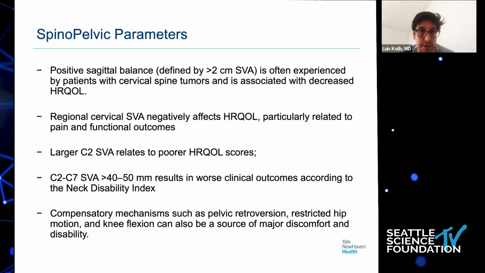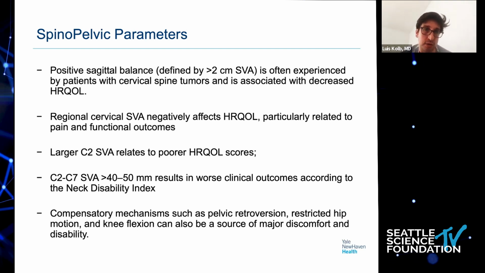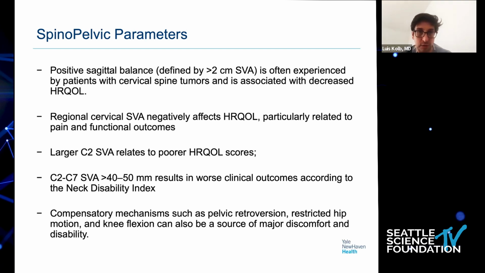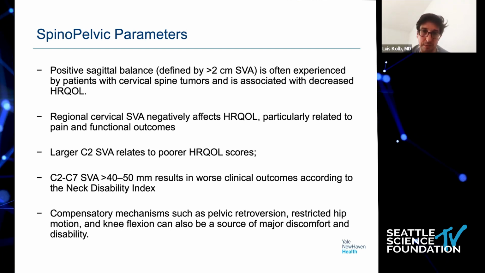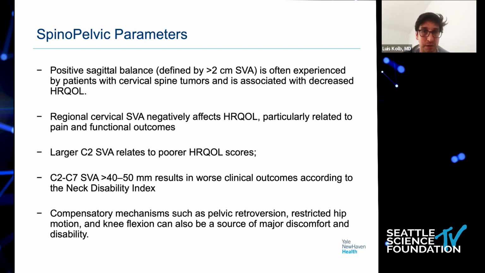For patients with metastatic and oncological diseases, there are some published papers showing that patients with positive sagittal balance often experience decreased quality of life measures, especially with cervical spine tumors, with significant neck pain, radicular pain, and just general unhappiness. It's particularly related to pain and functional outcomes.